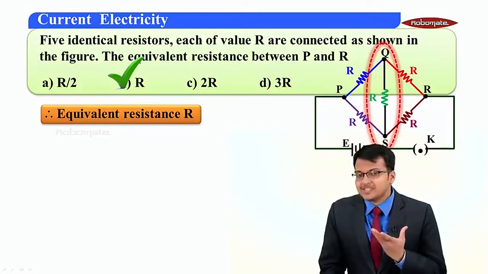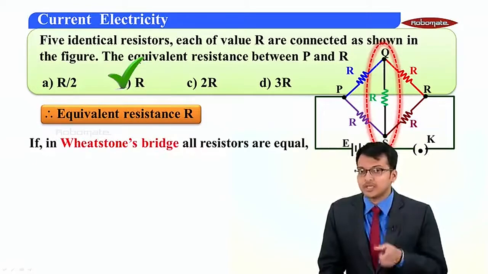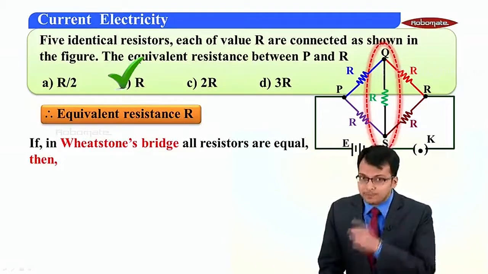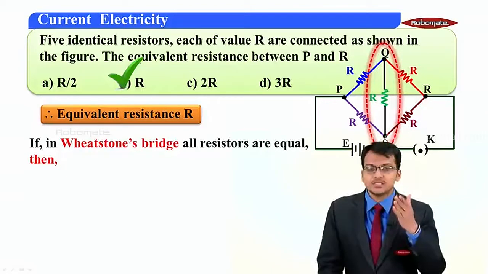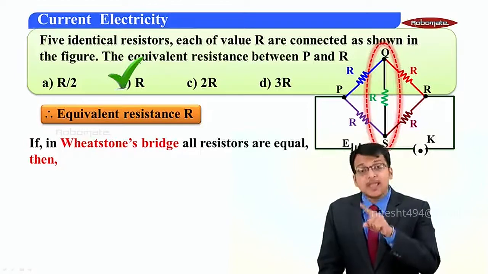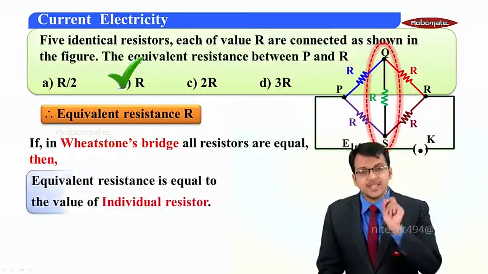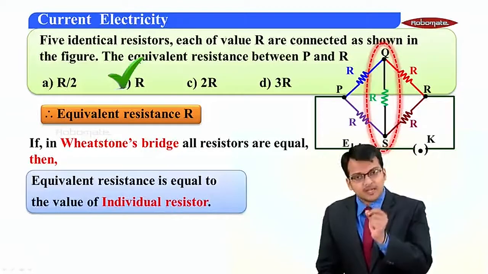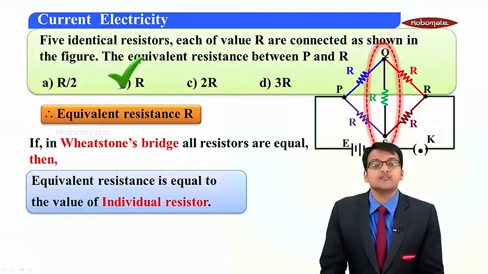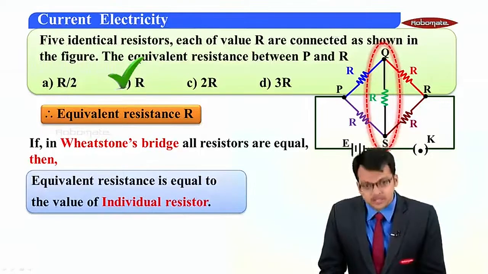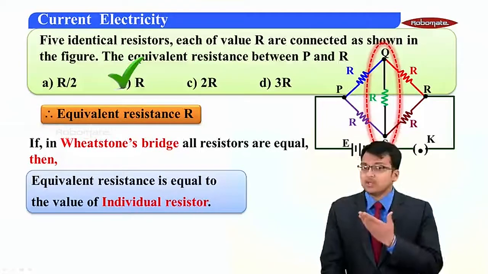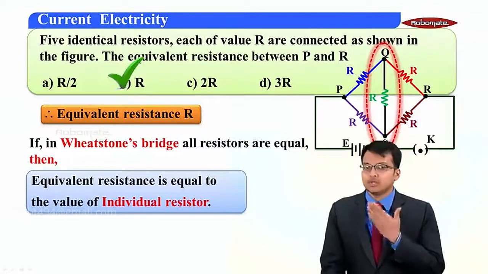So can I create an easy shortcut? Yes. What is the shortcut? If in a Wheatstone bridge all the resistances are equal and the bridge is balanced, then the total or equivalent resistance is nothing but the value of the individual resistance. So you need to remember this. This is a very, very important shortcut.